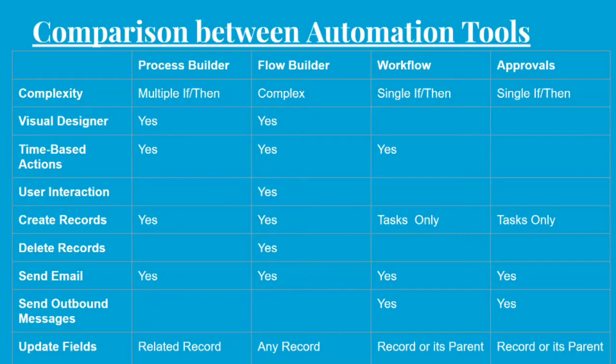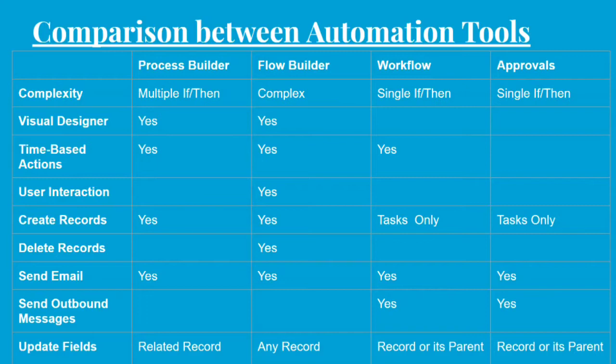Then the user interaction, where you can provide a screen where a user can input data, is available in Flow Builder. It gives you a screen element. I will show it to you. Then you have something called create records, where you can create records of different objects in the process builder or the flow builder. In workflows and approvals, you can only create tasks, not the records of any object. And you can delete records in the flow builder only.